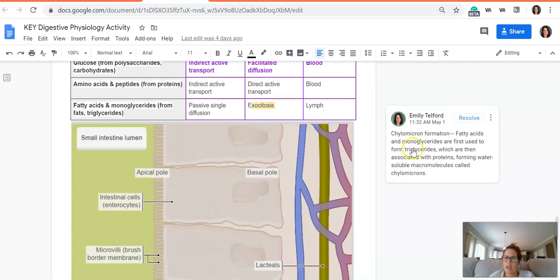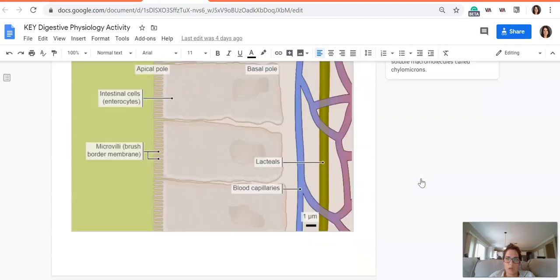And this is called chylomicron formation. I think there was an explanation on the applet, I'm not sure. This is when fatty acids and monoglycerides are first used to form triglycerides, which are then associated with proteins, forming water-soluble macromolecules called chylomicrons. We don't need to know that.